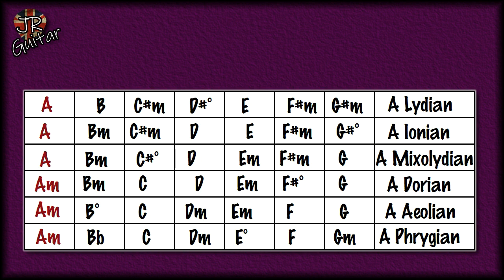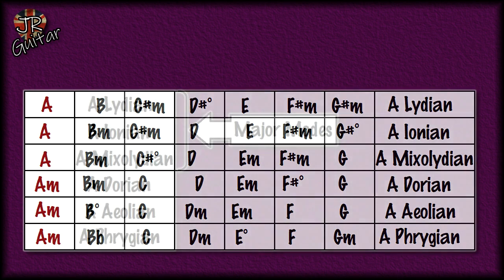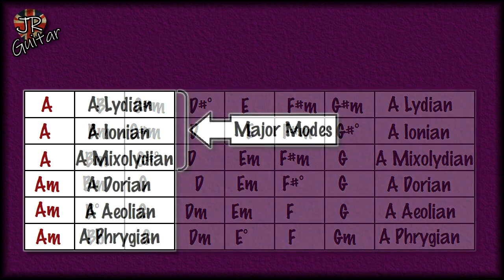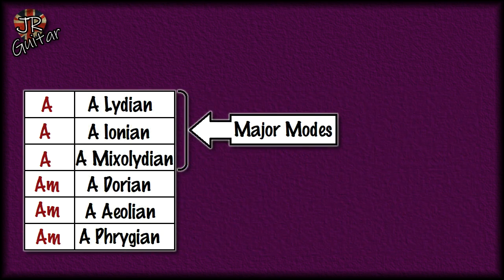And what we're going to be doing is using the chords that you can see in these modes here as sources of notes to add in to our lead guitar playing. More on that in a moment. Let's group the modes together. You can see here the three modes which contain an A major chord are the major modes, the Lydian, the Ionian and the Mixolydian.